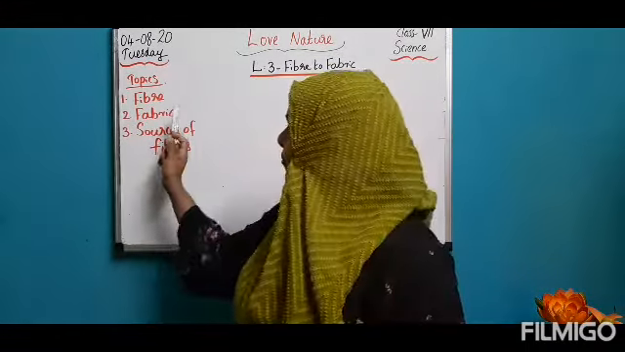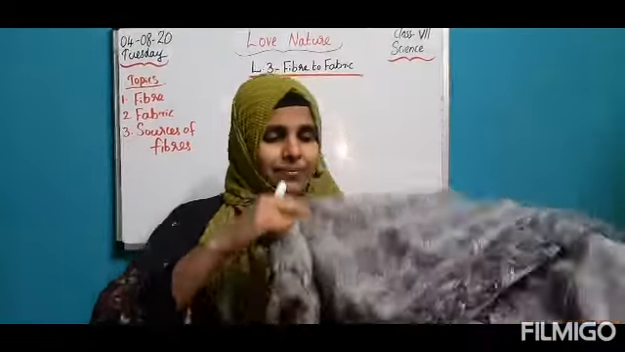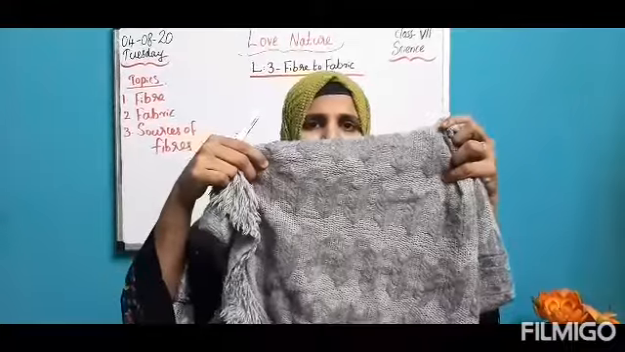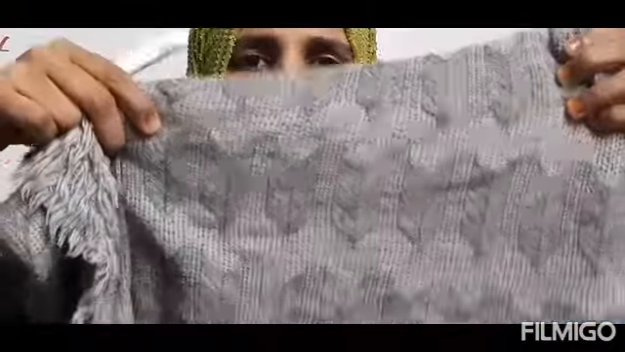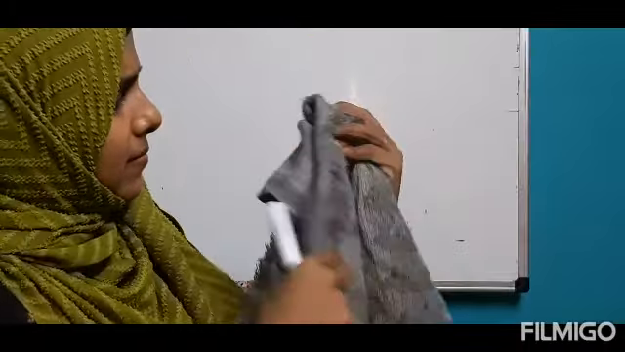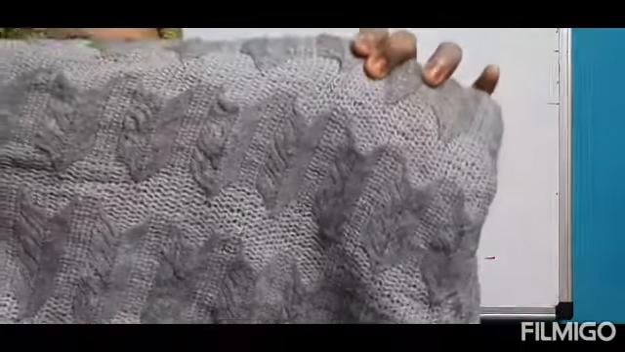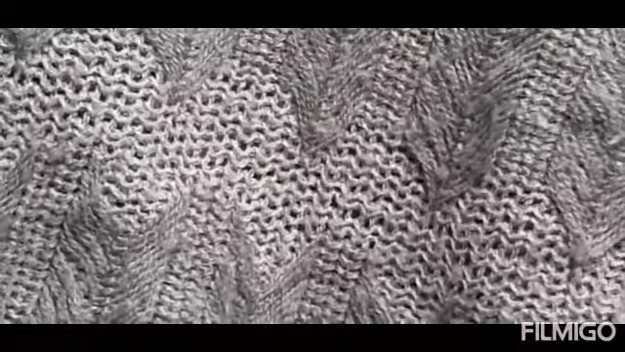Okay, so before that I will show you one activity. All of you listen here. What is this, children? It is a type of cloth, or it is a fabric. We can say this is a fabric or this is a cloth. In this one, when you zoom your eyes, you can see two types of threads crisscross like that, horizontally and vertically. Two types are there, right?